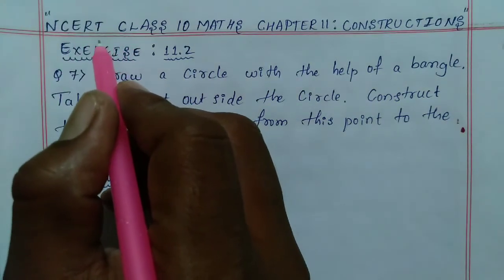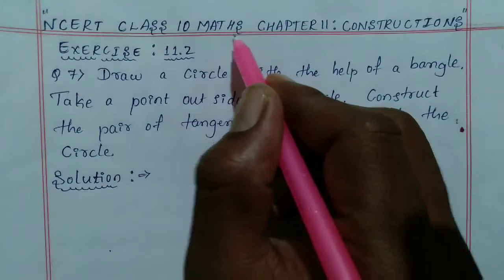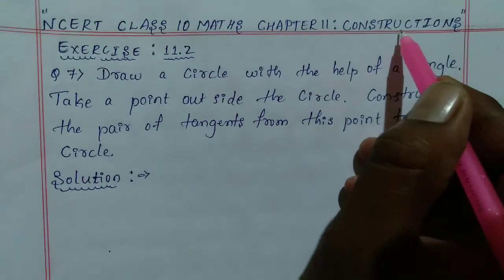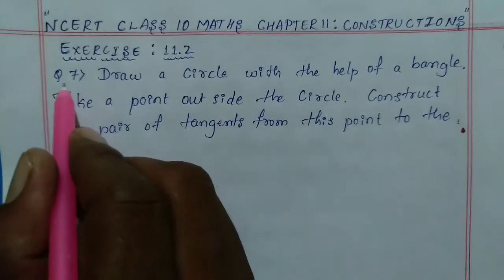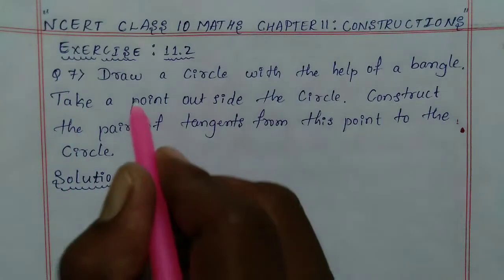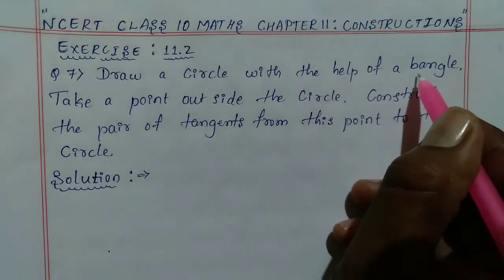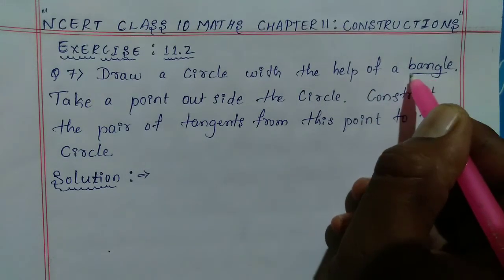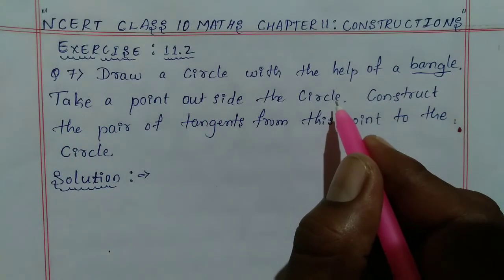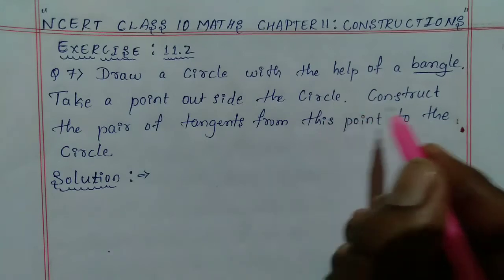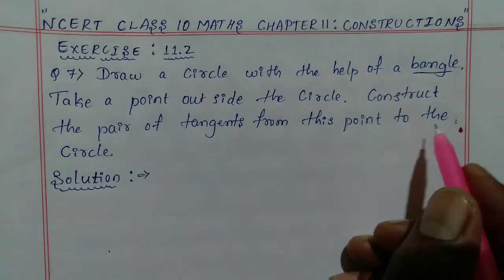In this class, I will discuss NCERT Class 10 Math, Chapter 11, Constructions, Exercise 11.2 and question number 7. The question is: draw a circle with the help of a bangle. This is very important. With the help of a bangle, you can draw one circle. Take a point outside the circle. Construct the pair of tangents from this point to the circle.